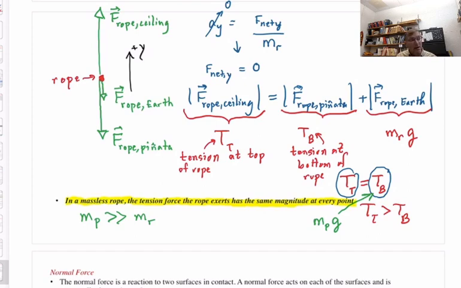T top equals T bottom. The tension force at the bottom of the rope and the tension force at the top of the rope are equal as long as the rope's mass is, to a good approximation, negligible, ignorable. And that's just as, how does it compare to the mass of the thing that's hanging at the bottom?